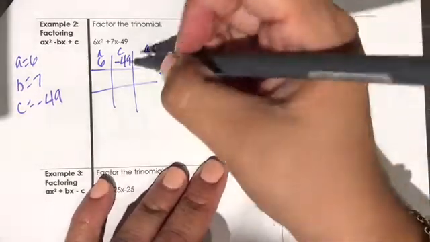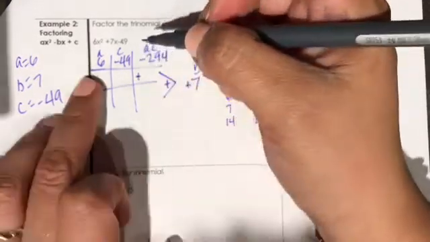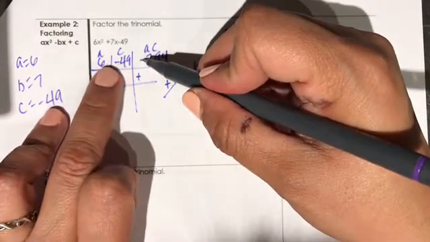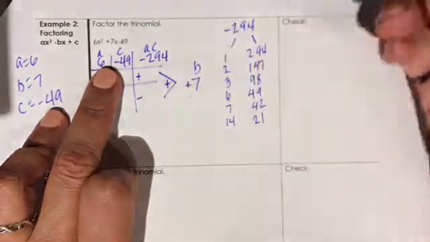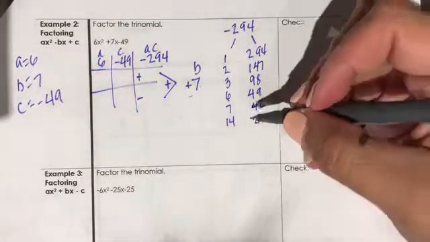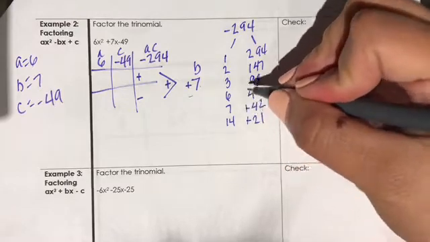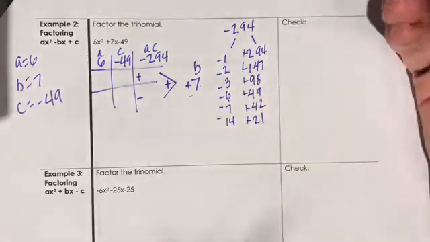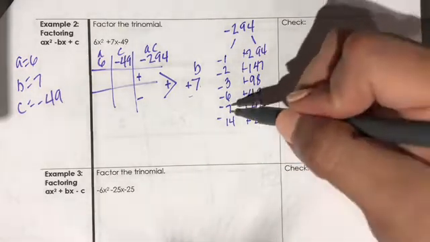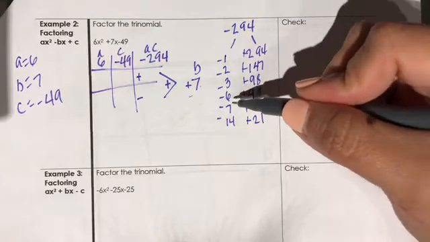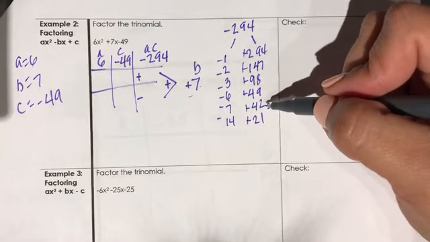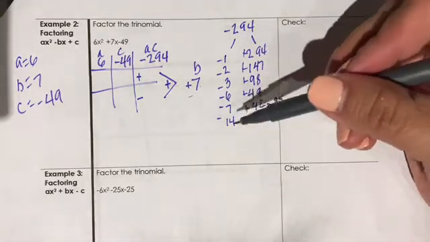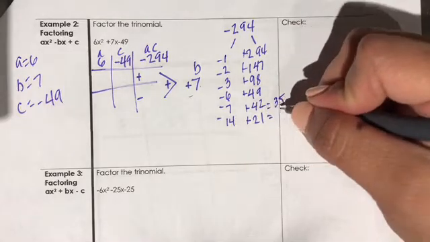So I know my signs are going to be different because B is a positive and C is a negative. My larger number is going to be positive. My smaller number will be negative. Let's look at these two. Negative 7 plus 42 is going to be 35. Negative 7 plus 21 gives me 14.